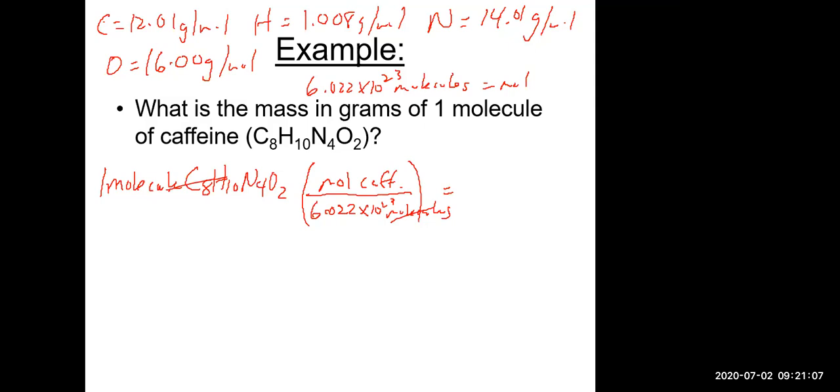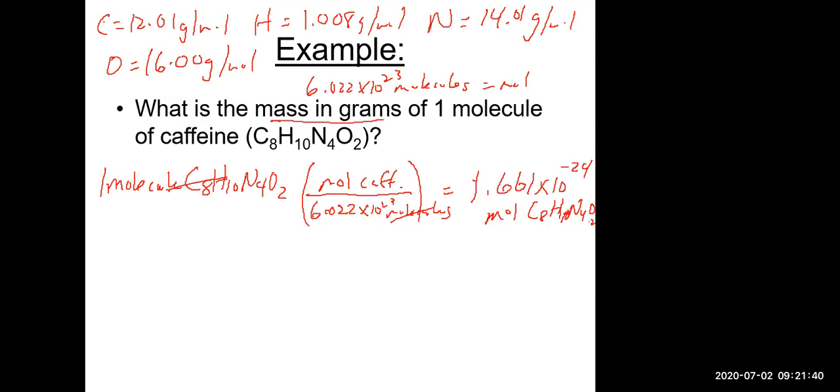And we would take 1 divided by 6.022 times 10 to the 23. Again, at this point, you don't necessarily need to get a number, but just in case you did, you have some number like this, I think. And at this point, we're in moles of our caffeine. Sorry about that, I ran out of the screen. All right.